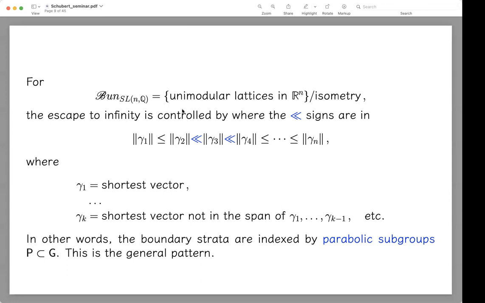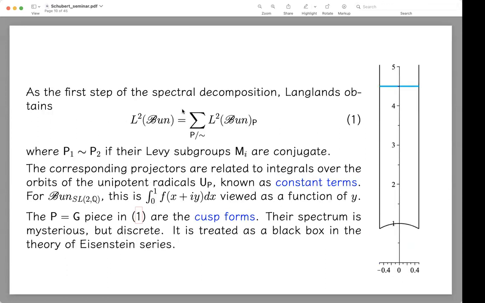So in general, if you look at the boundary of that space, it is stratified by strata corresponding to different parabolics in your group. And reflecting this stratification, Langlands, a long time ago, did his fundamental work on the subject in the early 60s. It appeared in print maybe sometime in the 70s, but it's very, very classical.